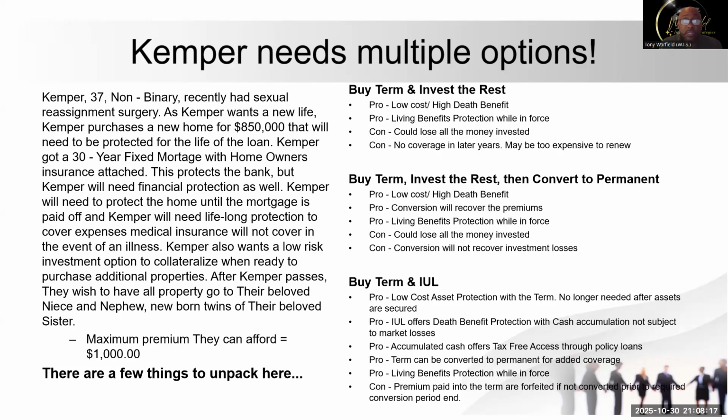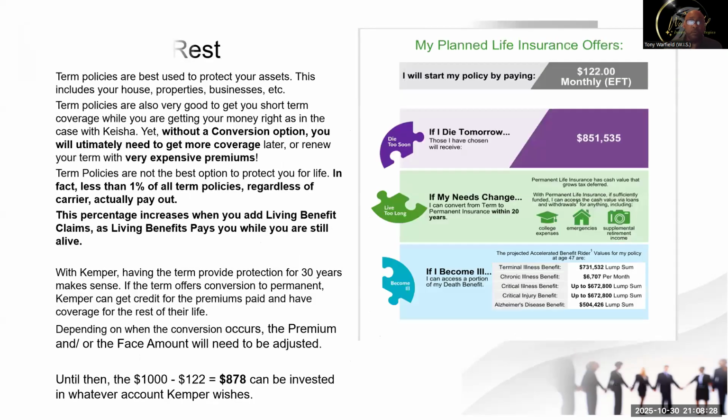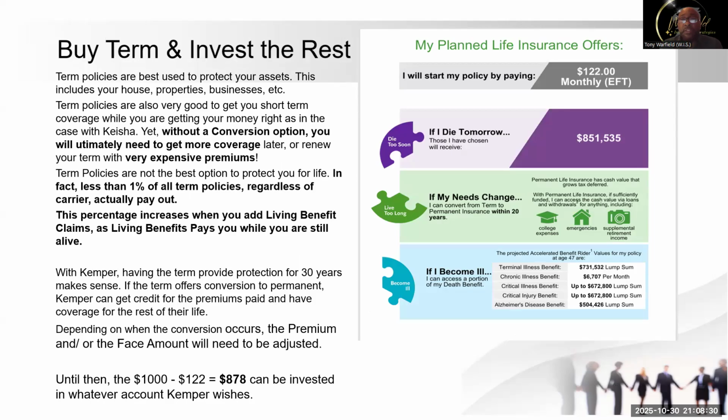So there are pros and cons to everything, but I think that in this case, Kemper is going to need a policy to cover his house and a policy to cover him. So how does that look? So if he were to buy term and invest the rest, he can get this term policy here for about $122,000, $850,000 coverage. It's convertible inside of 20 years, which is great.